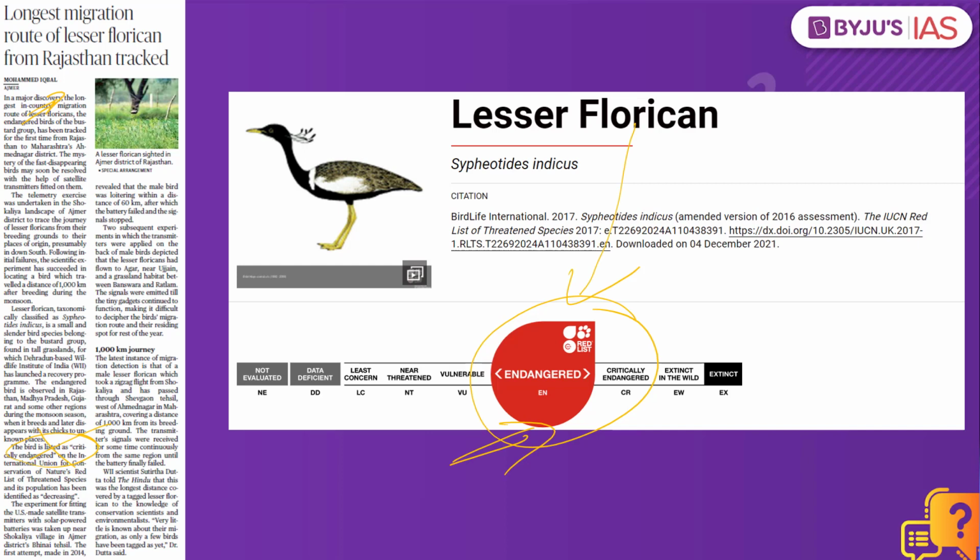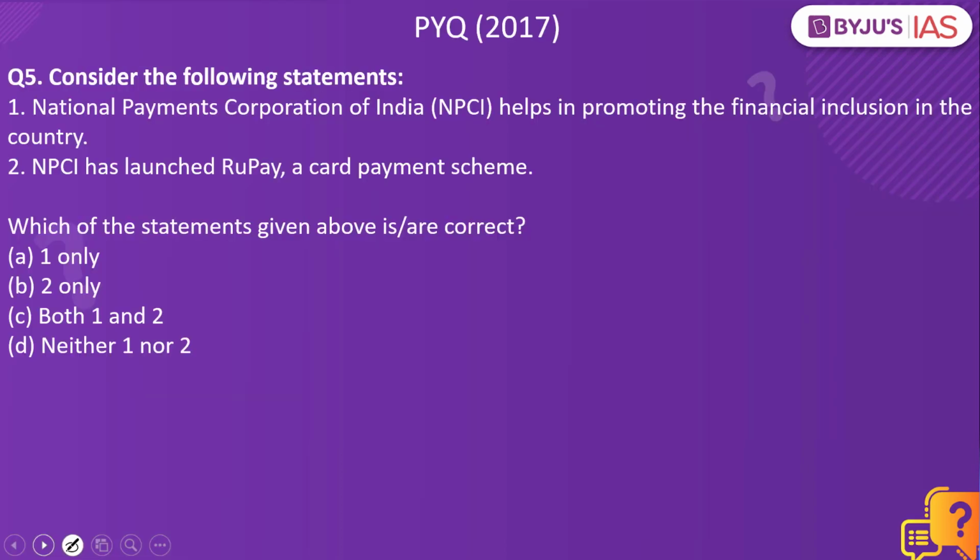Please do note that you have to check the IUCN red list every now and then, because the number of species can either increase or decrease, and there will be periodic updates with respect to the IUCN red list. Do remember, the lesser Florican is a small and slender bird species. It is one of the smallest species in the bustard family, and it is endemic to the Indian subcontinent. Now let's look into the next practice question.